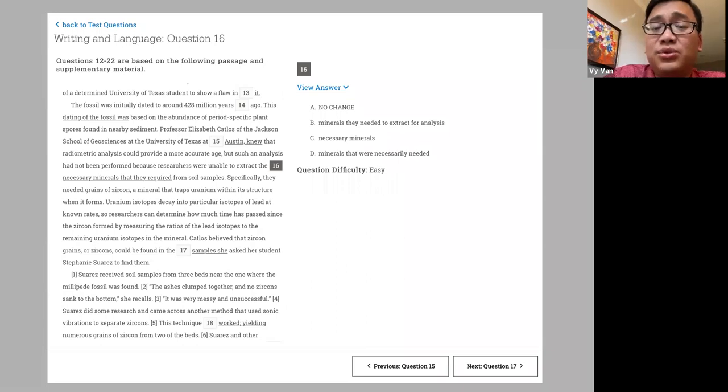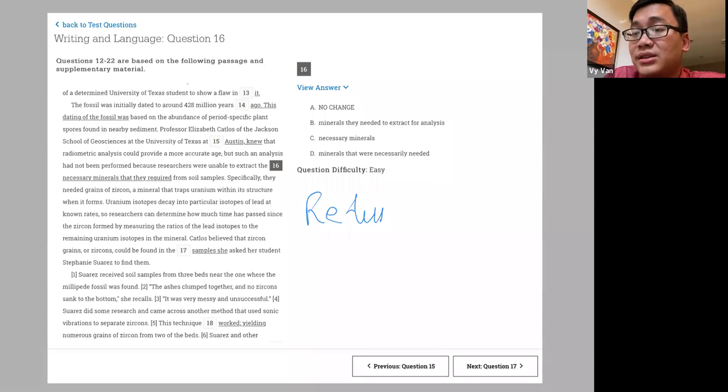So this one tests you on redundancy. When I read this, I know there's redundancy here. Redundancy, something extra that you don't need, you need to get rid of. So necessary means required. So we know that A is wrong. So with this, they extract the mineral they needed to extract for analysis. Again, they already say this, so this is too much.